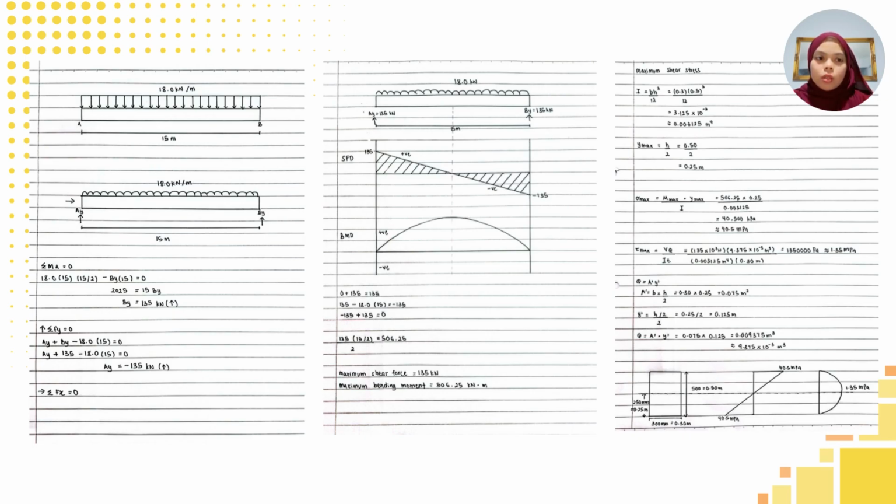The maximum shear force occurred at the support with a value of 135 kilonewton, while the maximum bending moment of 506.25 kilonewton meter occurs at the midspan. Based on the rectangular cross-section, the calculated maximum bending stress is about 40.5 megapascal and the maximum shear stress is approximately 1.35 megapascal, which represent the critical stress in the beam.